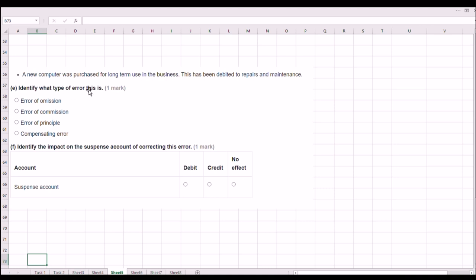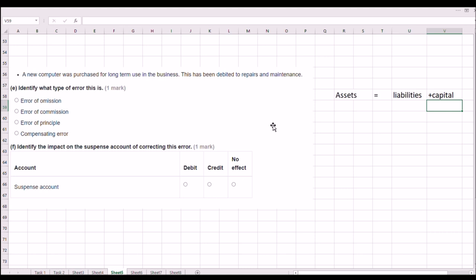Right, a new computer was purchased for long-term use in the business. It's been debited to repairs and maintenance. So it's an error of principle. But let me just explain how you find an error of principle. You have assets equals liabilities plus capital. Accounting equation. Not assets minus liabilities equals capital. That's a statement of financial position, and is wrong. And the reason why that's the right accounting equation is it makes a nice T account.